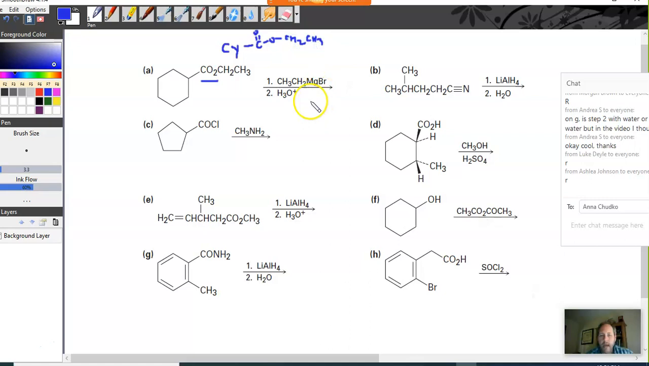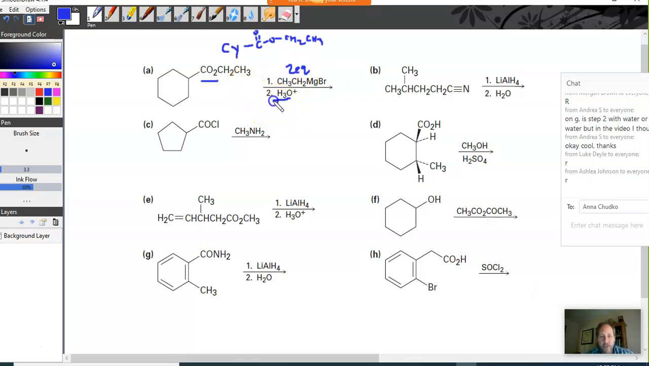Now, this is a little confusing because you might be asking, is this one equivalent or two equivalents? Remember yesterday in class we talked about how, depending on how many equivalents you add, you get a different compound. This is hinting to you that it's two equivalents. How do I know? Because you're adding acid as a second step. When you add one equivalent, you don't add acid because the one equivalent stops at the ketone.